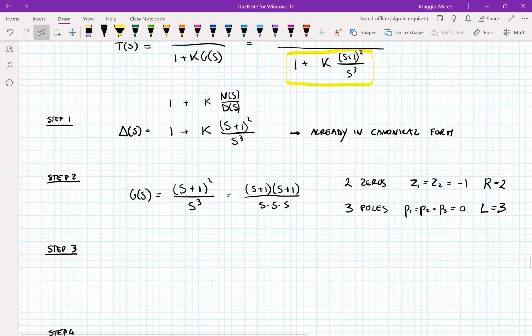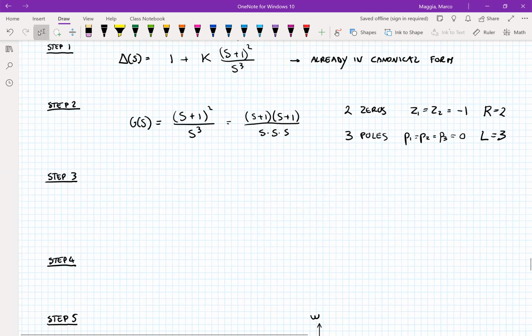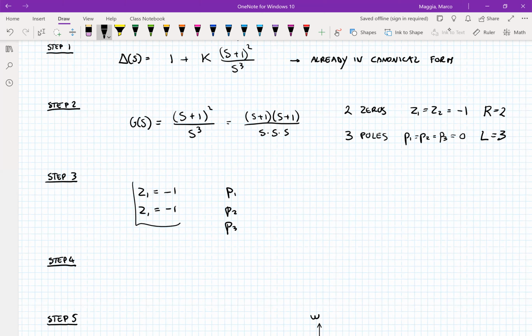Oh, actually here I've included step 3 and step 2. You see, as I told you last time, sometimes you can do 2 steps at once, but let me just write it down again. So we have the actual open loop zeros at -1 and the open loop poles at the origin.